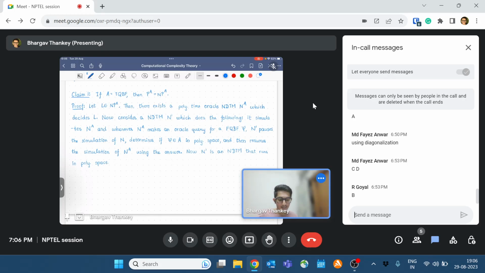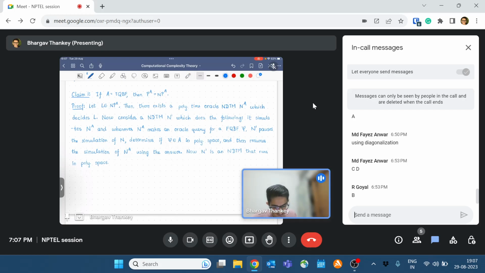Why? Because N' has to simulate N and answer all of its queries. Now the simulation of N would only take poly space. In fact, it would only take poly time because N is a polytime machine, right? However, for the queries you might need extra space. For each query, you would need at most poly space because TQBF is in PSPACE. And across queries, you can reuse space, right? So you only need at most poly extra space to answer all the oracle queries. So the total space used is still poly.